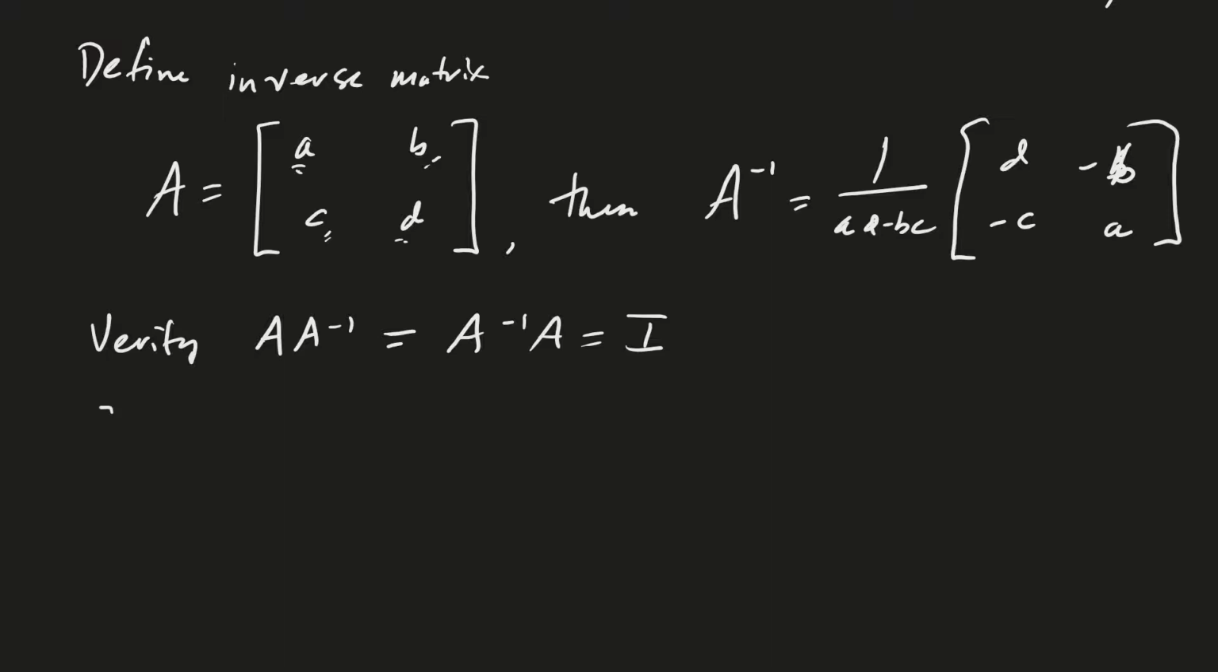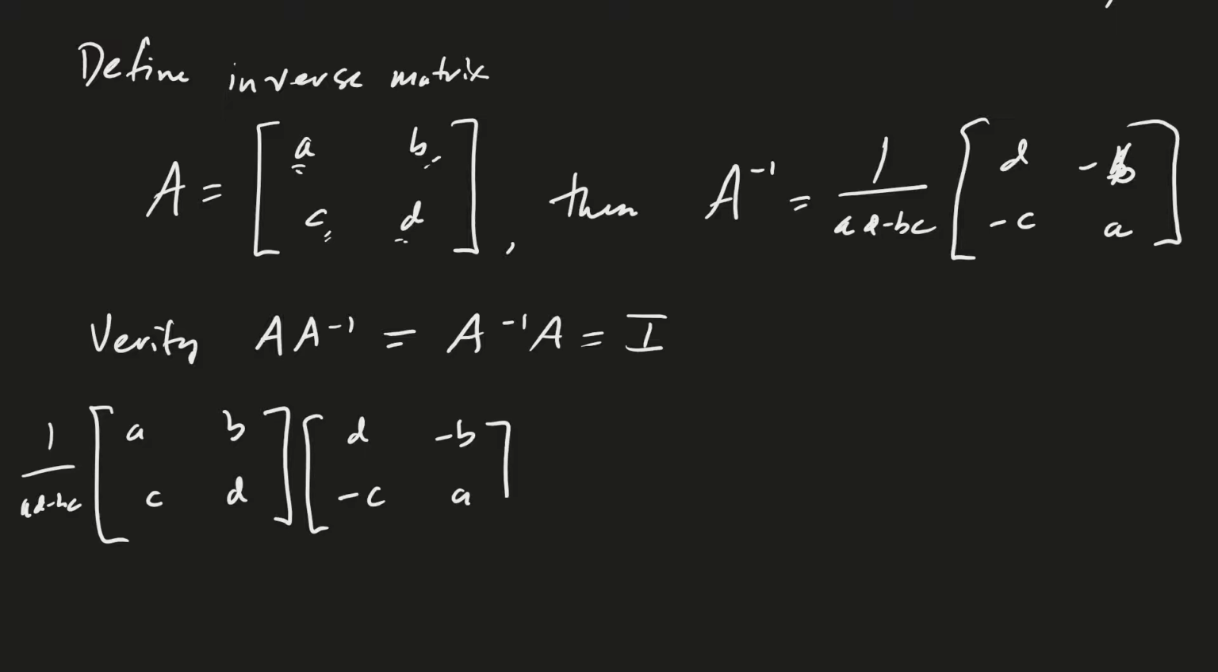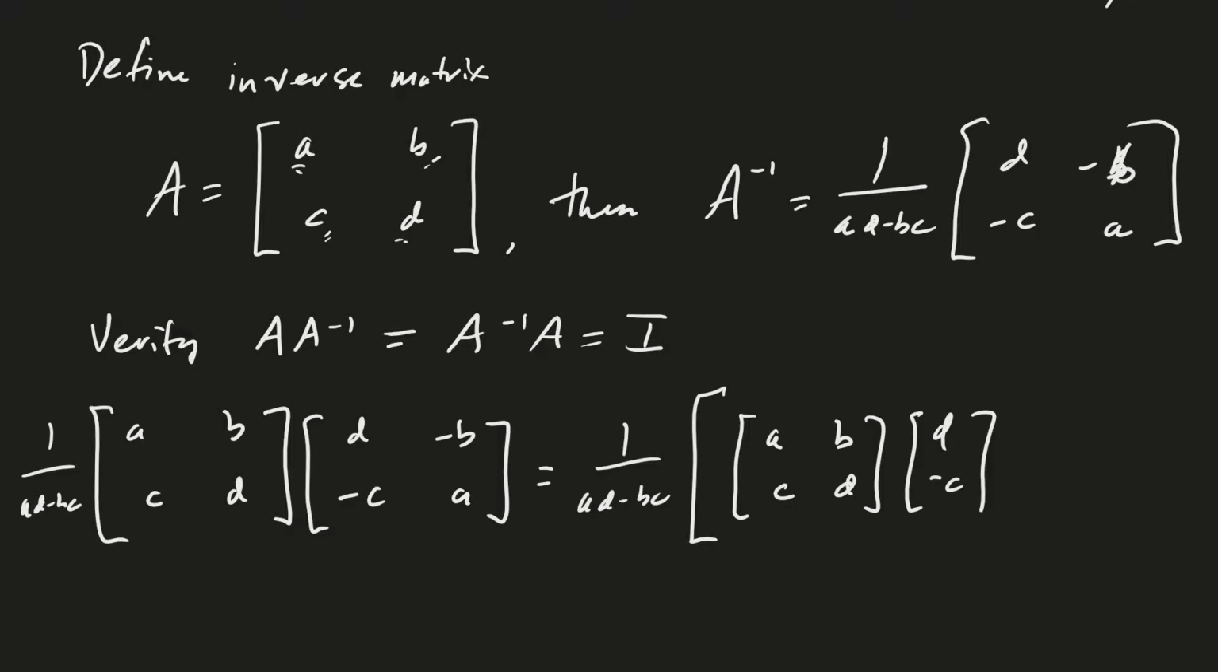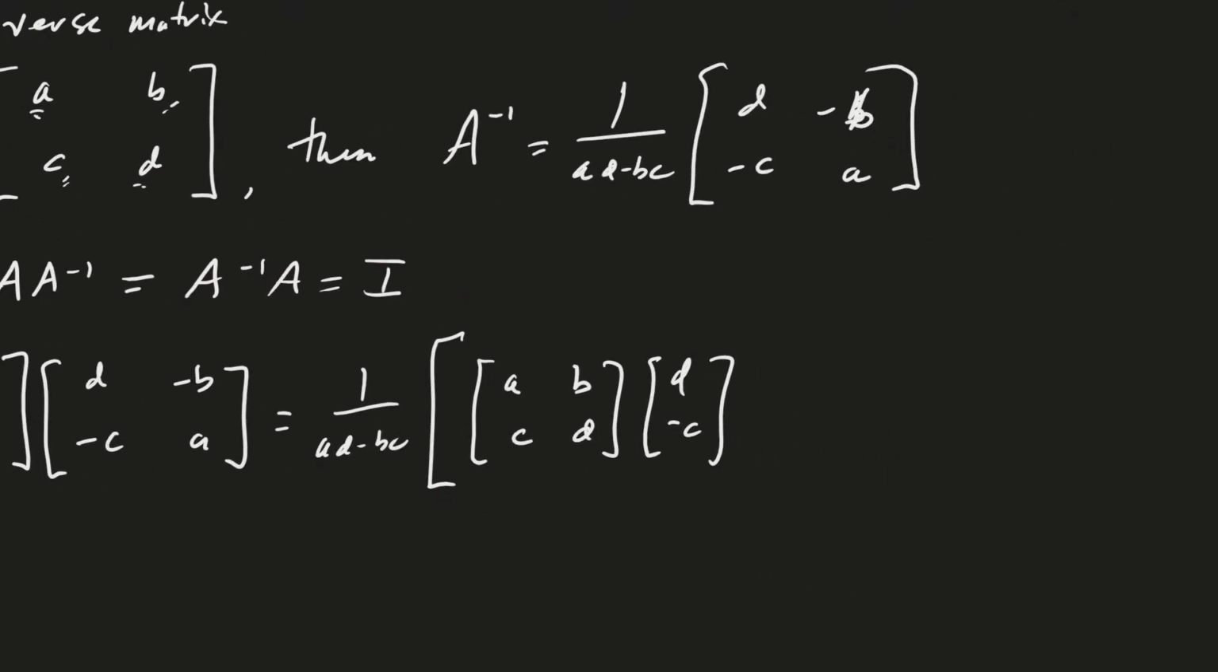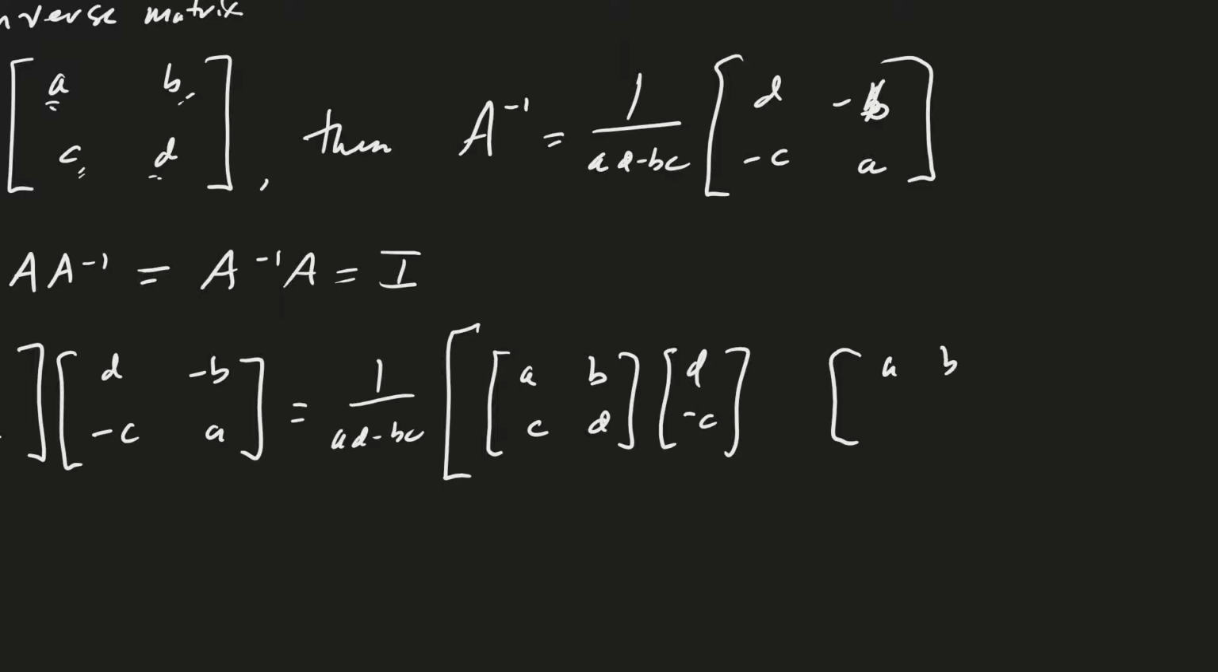And so let's try one. A, B, C, D times the inverse. I'm going to go ahead and factor out my determinant. D, minus B, minus C, A. Okay, so the first column here is going to be A, B, C, D times our D, minus C. And then remember the second column is going to be A, B, C, D times our second column, minus B, A.